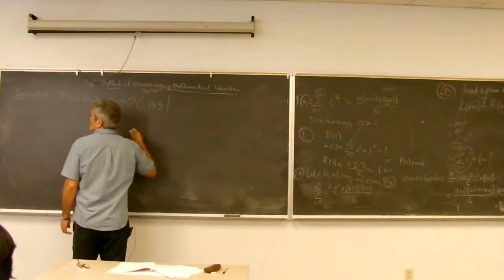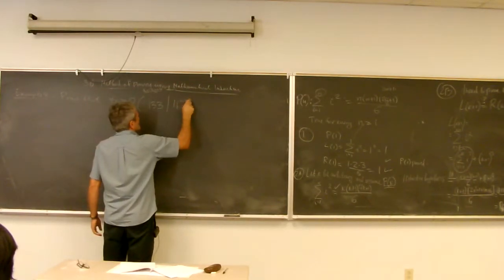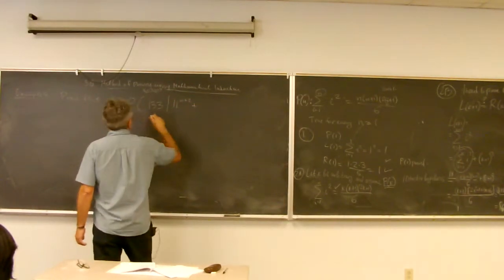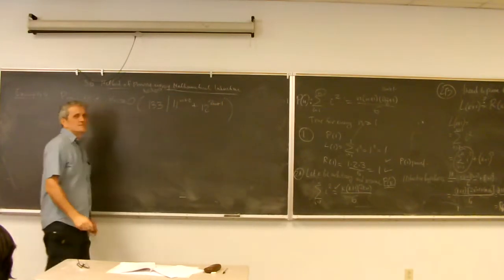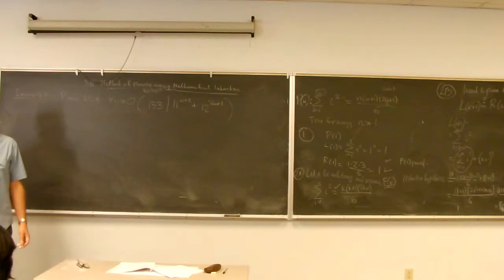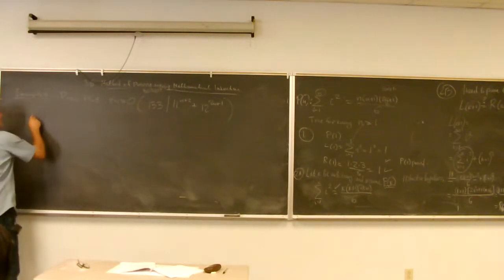133 divides your number, and this is the number: 11 to the n plus 2 plus 12 to the 2n plus 1. So how do I apply the idea of induction in a divisibility setting? And you'll see little different tricks here. So first step, step 1.